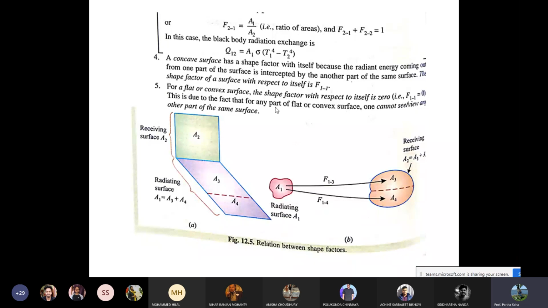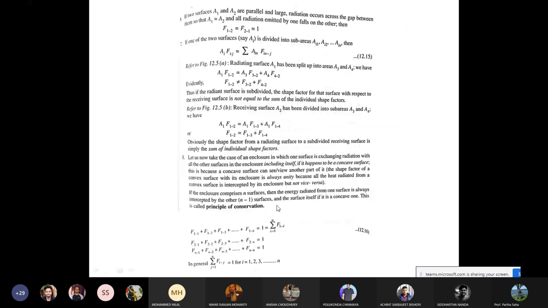That's why F11 is 0. This is due to the fact that for any part of the flat or convex surface, one cannot see or view the other part of the same surface. Just draw this and try to understand, and it is very easy. Now, the relationship between shape factors: one surface we have demarcated into two areas. Let's say A1 demarcated into A3 and A4, and the receiving area is A2, because radiation is coming from A1 to A2, and A2 has been demarcated into A3 and A4. So we'll see what happens for each case, 12.5 A and B.